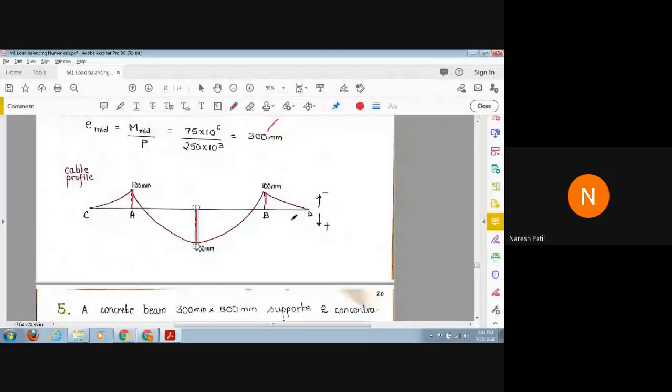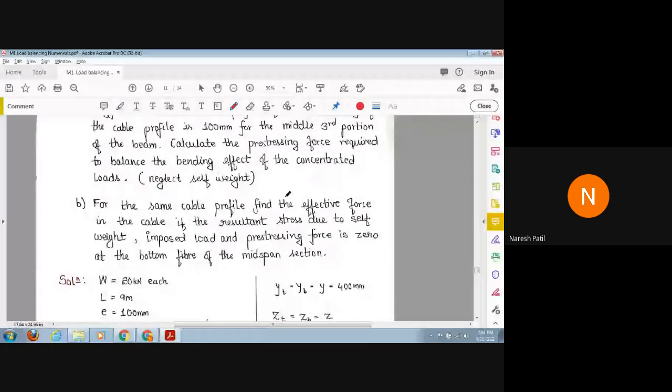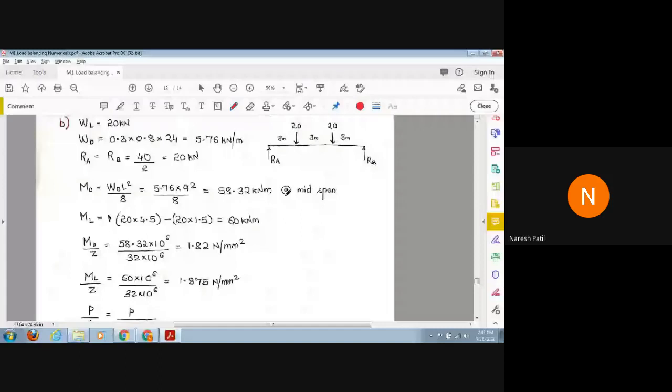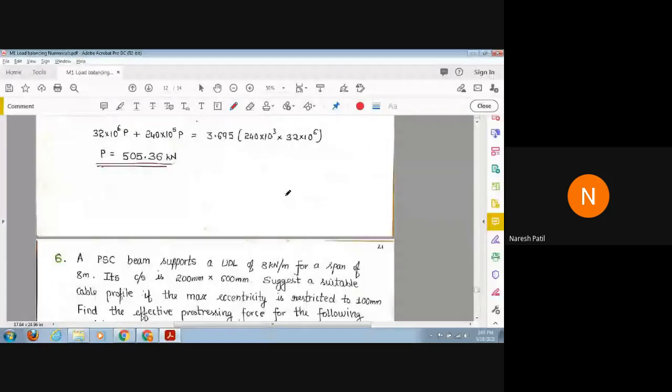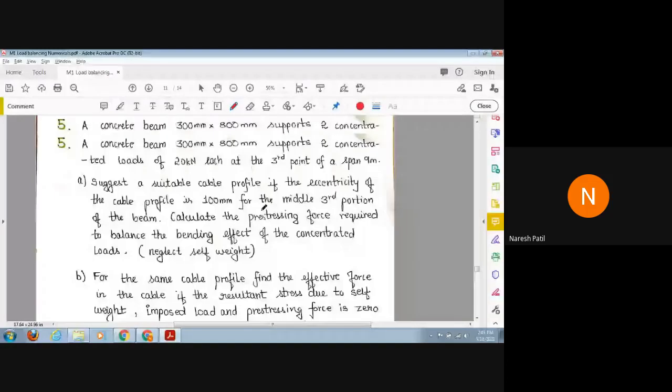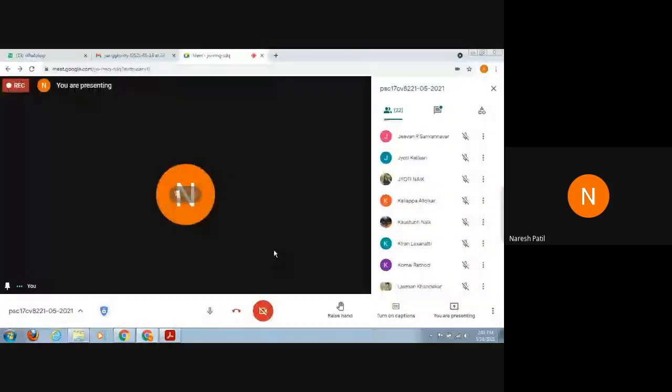See, this is a problem where it has been asked to suggest the cable profile. Okay, next we have this. Whatever, I'll discuss this question in the next session. Now it is time to stop. I'll share the PDF in the group and you go through the PDF.